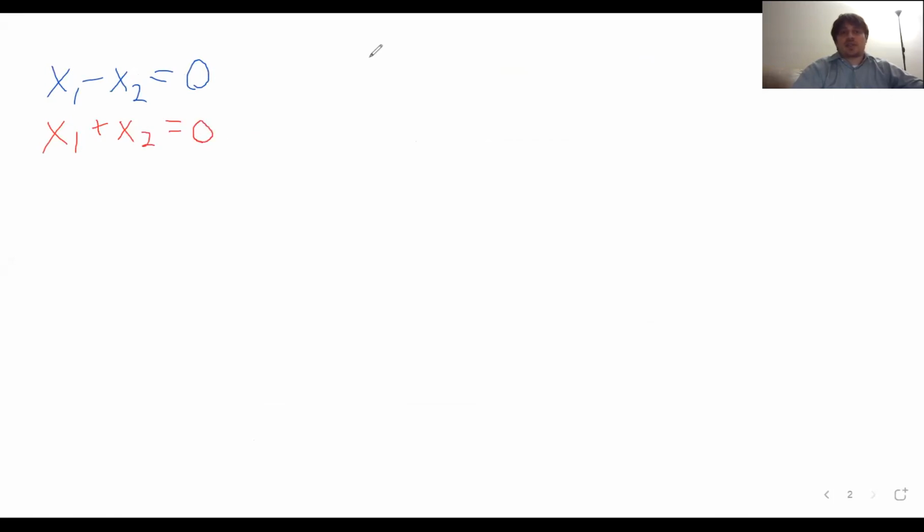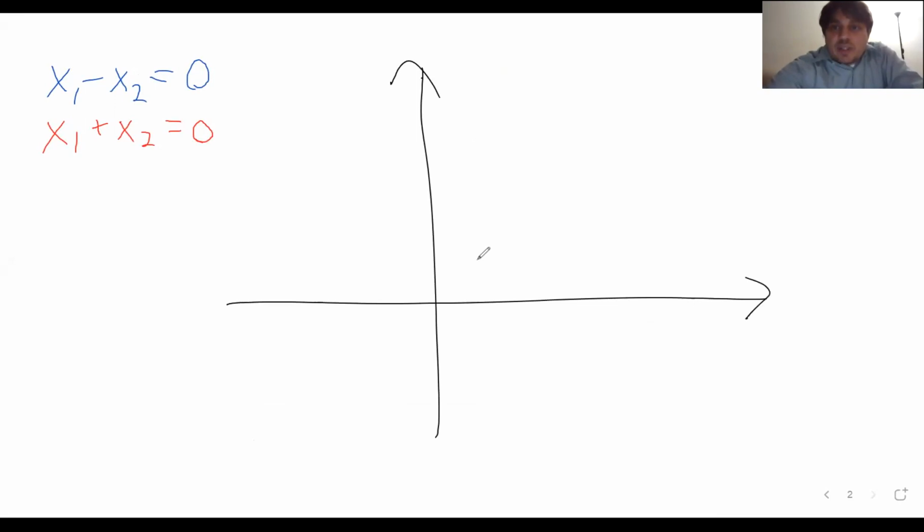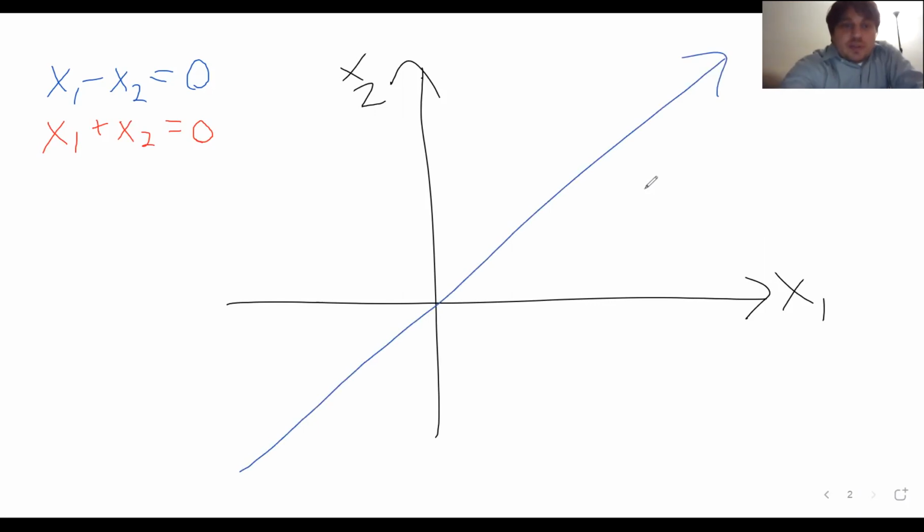Okay, so now let's talk about the graphical representation of that linear system. So then you have the x1 axis and you have the x2 axis. And so x1 minus x2 equals 0, that corresponds with the same line as before. This line, which goes through the origin. So that's the blue line representing that first equation.